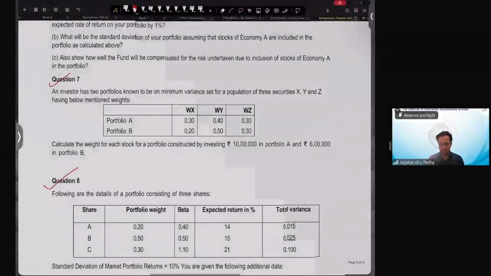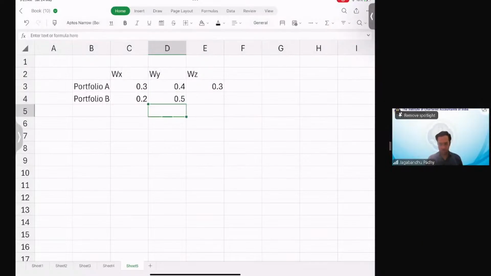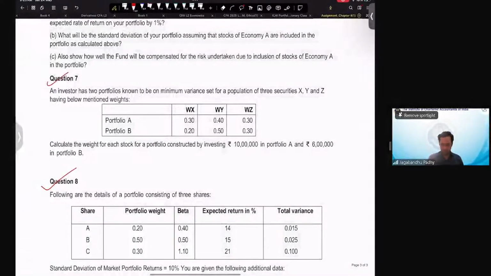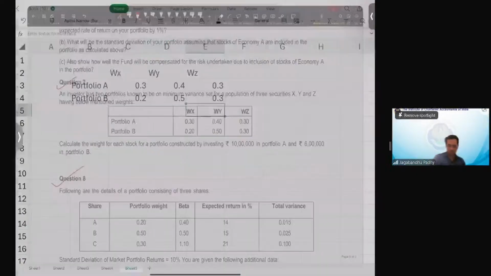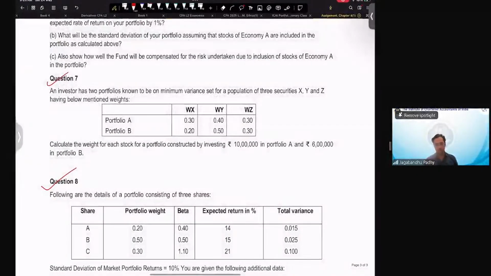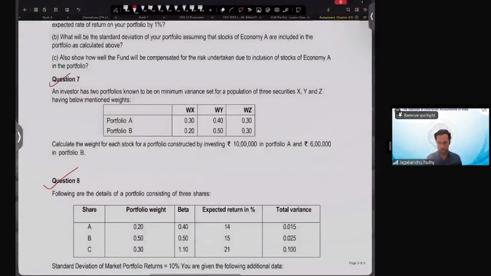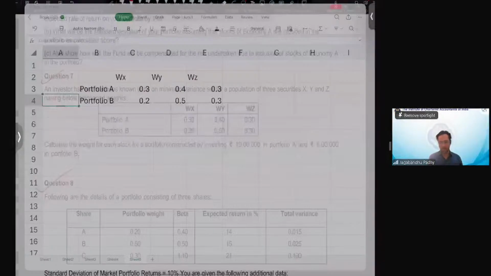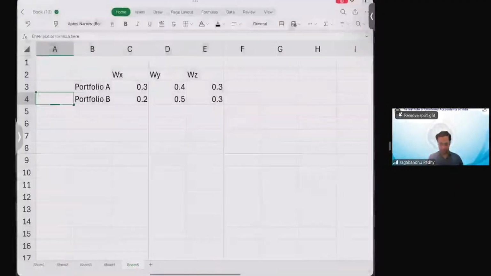Portfolio B has weightages of 0.2, 0.5, and 0.3. So portfolios A and B have these weightages. Now we have the amount of investments we considered. Over here, the amount of investment in A is 10 lakhs and B has 6 lakh.